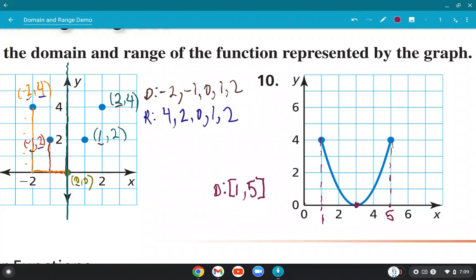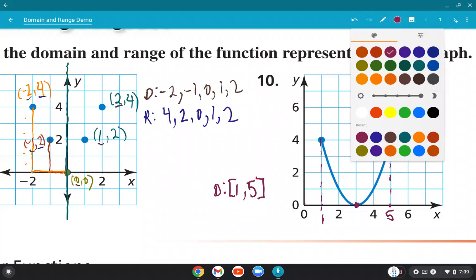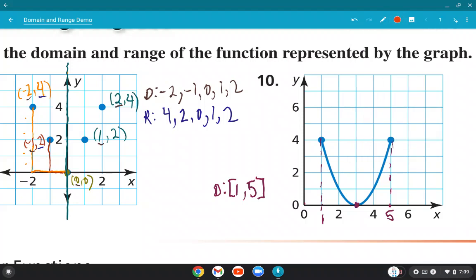Now, to find the range, I'm going to go from the topmost to the bottommost. That's the topmost, and this is the bottommost. The bottommost is on the same line with 0, and the topmost is on the same line with 4. So our range is going to go from 0 to 4. And that's how that works. Domain and range, all in a nutshell.